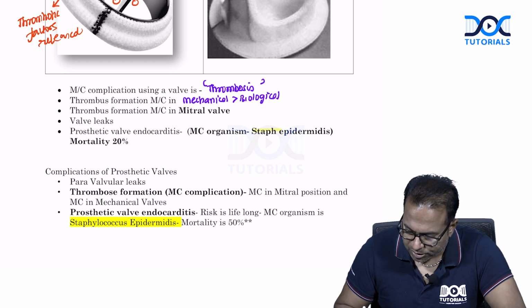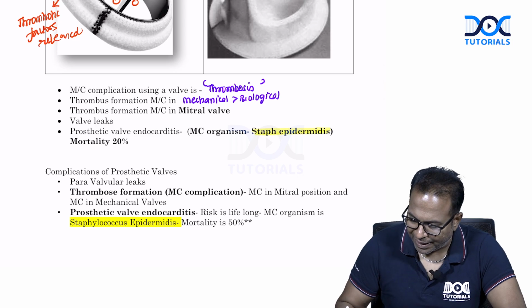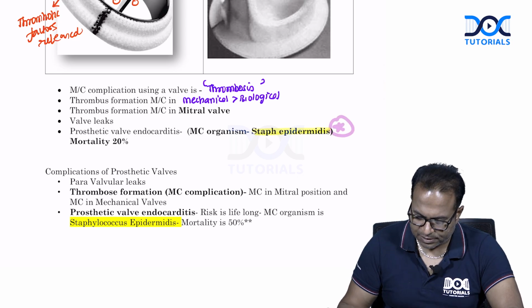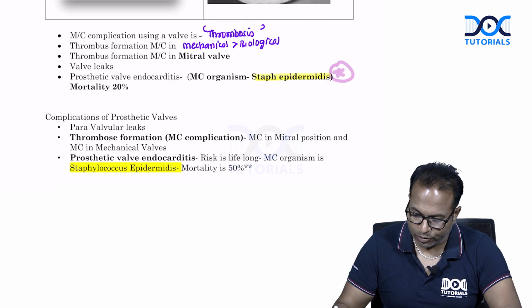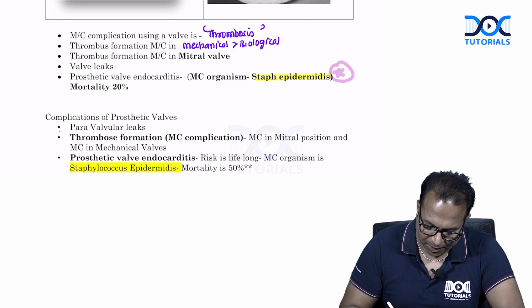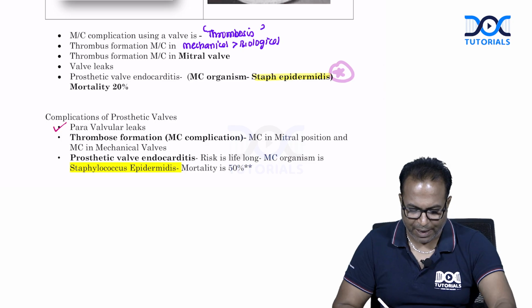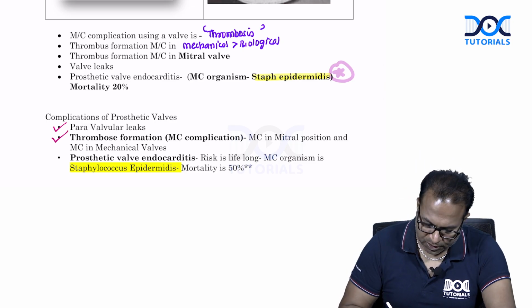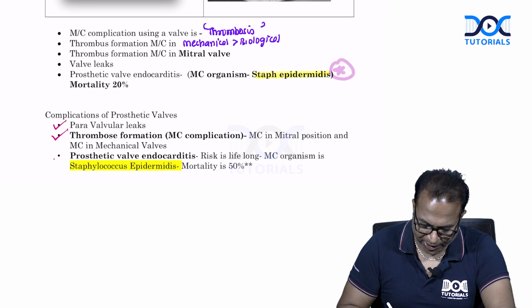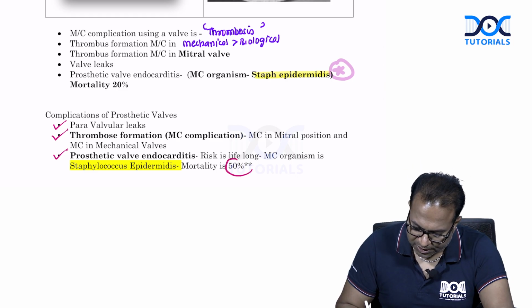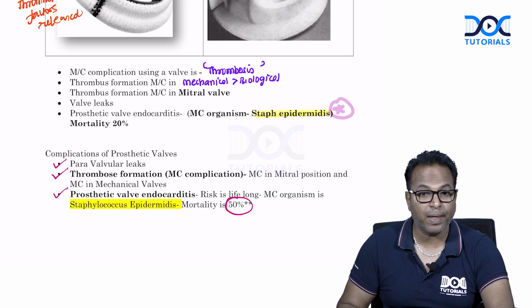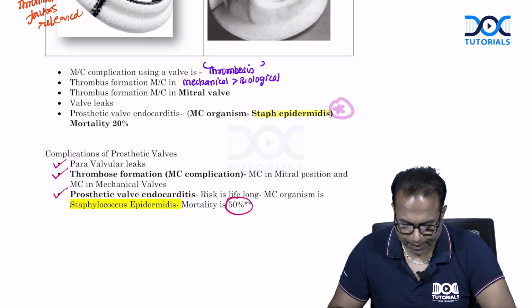It is commonly caused by Staph epidermidis, a microbiology MCQ, don't forget this. Staph epidermidis can cause prosthetic valve endocarditis with a mortality of 20%. The other complications of prosthetic valves are paravalvular leaks, thrombus formation, and prosthetic valve endocarditis. These points you should not forget. Mortality is around 20 to 50% due to the prosthetic valves.